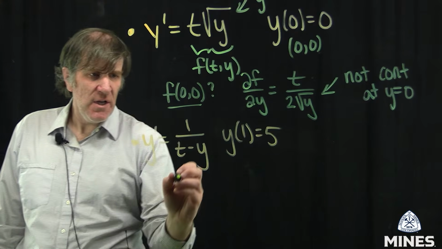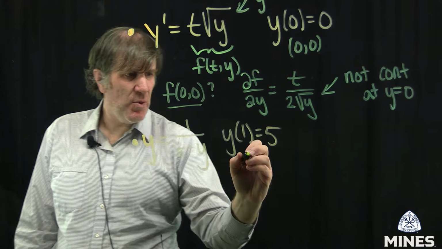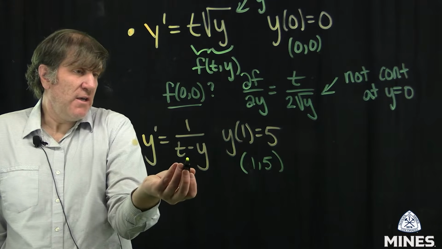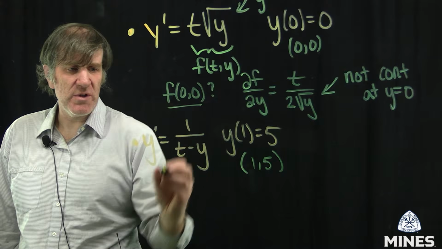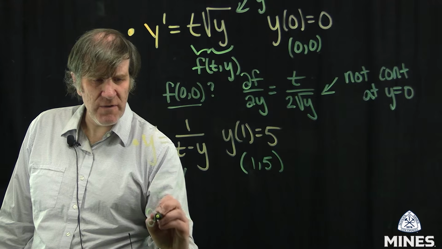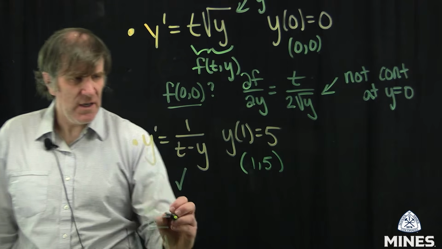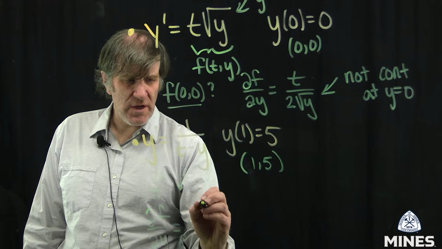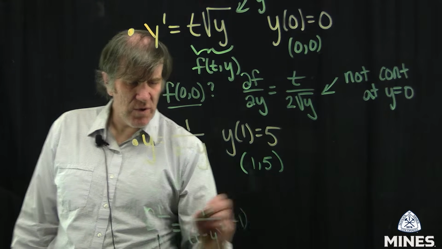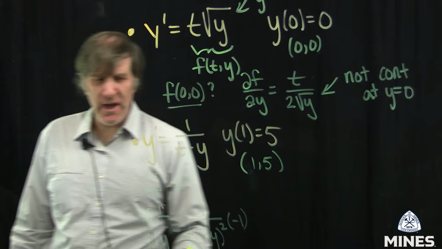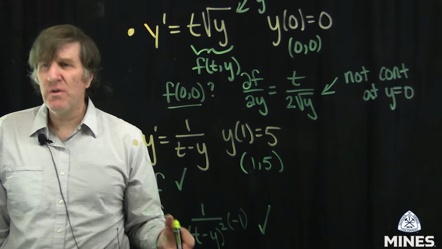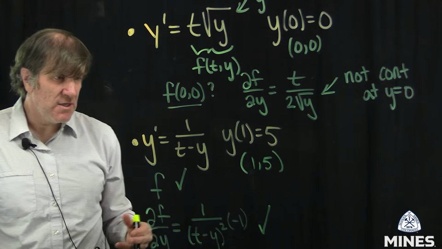Right here we have the function, and the point we're looking at is 1, 5, and the function is fine at 1, 5. There's no problem with this function, so f is fine. But the derivative of f with respect to y we also need to look at. That derivative looks like 1 over (t minus y) squared times minus 1 from the chain rule. That is also fine at 1, 5. No problem there.